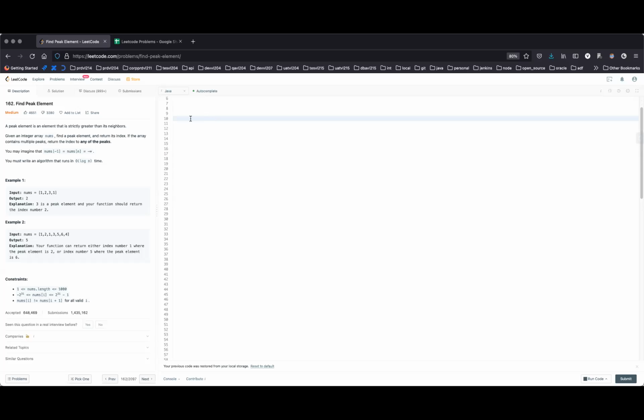But the first approach would be O of n, I believe. So it's not as per the expected question, but we can try to write that, and then think about how we can write an efficient one to get an O log n time complexity approach.